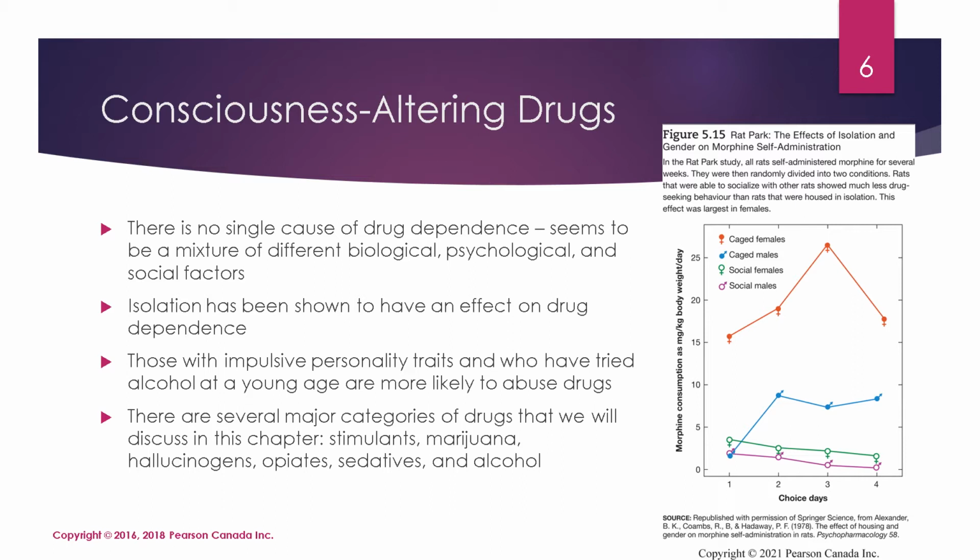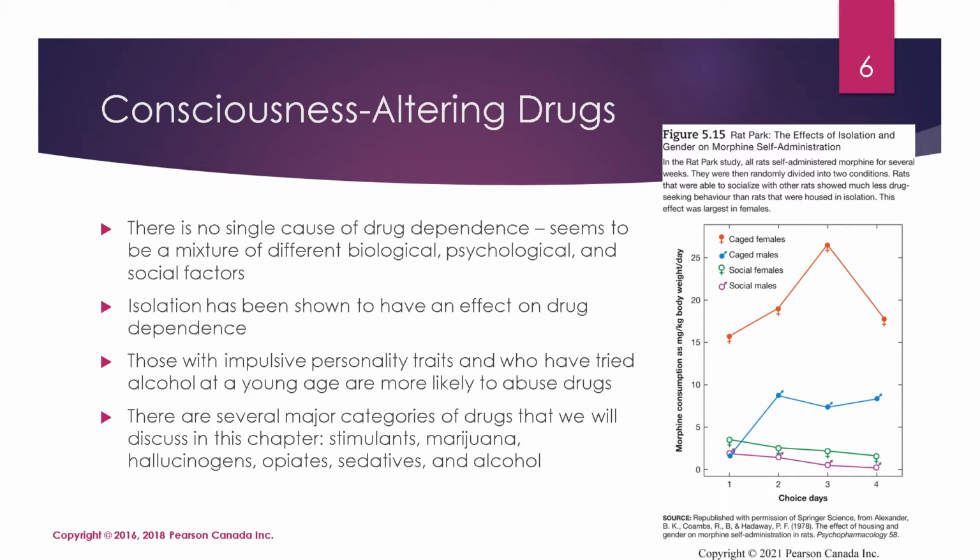they've conducted experiments with rats, where they basically allowed rats to self-administer morphine, and then they divided them into two different conditions. So they were either able to socialize with other rats, which would be the social female and social male conditions here on this chart, or they were unable to socialize. They were housed in isolation. So those would be the caged females and caged males on this chart.